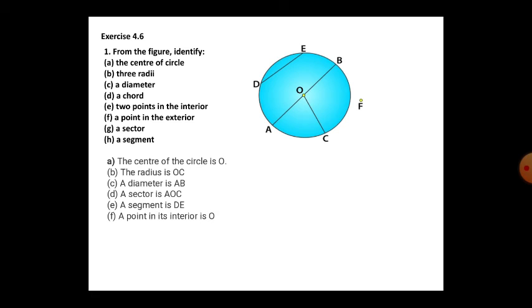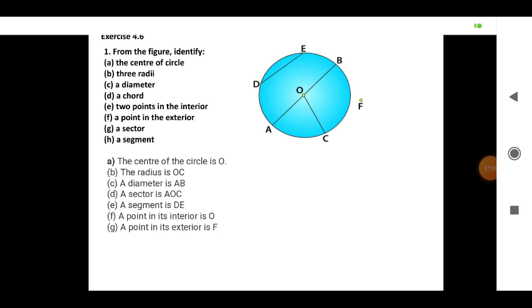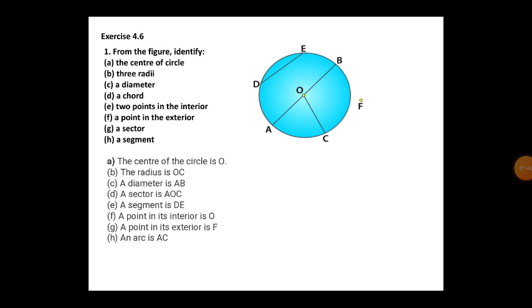A point in its interior: see, what point is there in the interior? O. A point in its exterior, which point is there? F is in the exterior. An arc. You know arc; AC is called the arc.